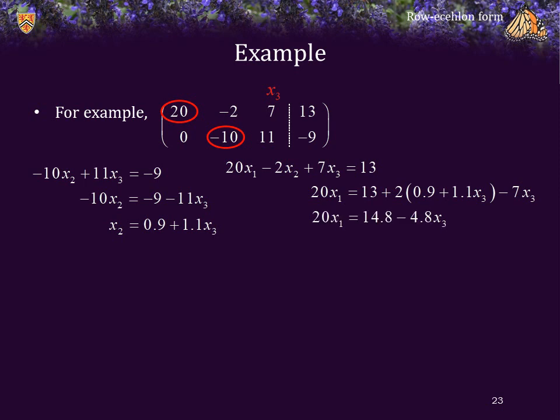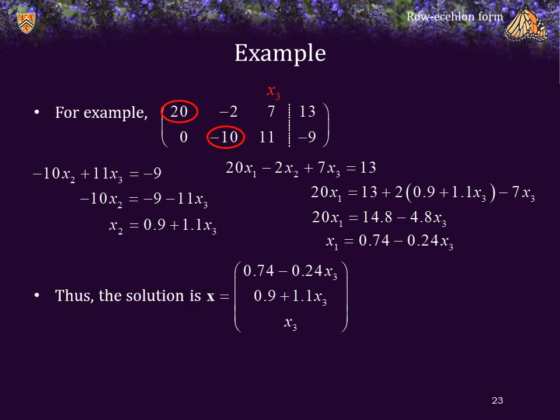Now, dividing both sides by 20, or moving the decimal place over by 1 and dividing by 2, we get that x1 is equal to this expression in terms of x3, the free variable. Alright, so our solution vector now contains the value x3, which is the free variable, in the third component, x2 is what we found it to be, 0.9 plus 1.1 x3, and the value we found for x1, which is 0.74 minus 0.24 times x3.